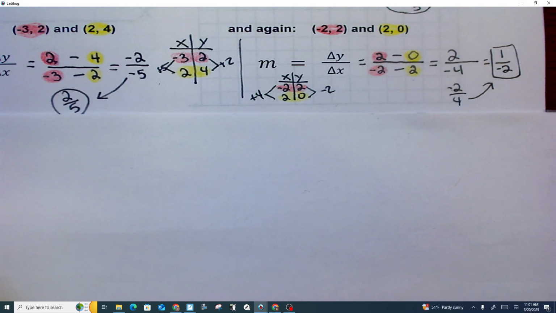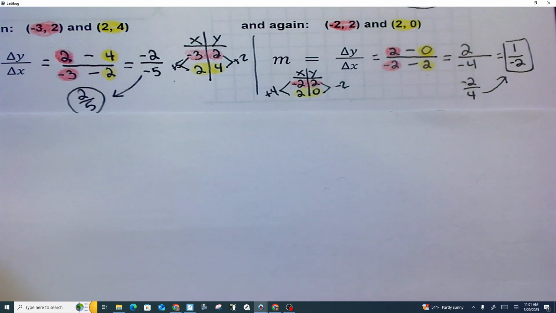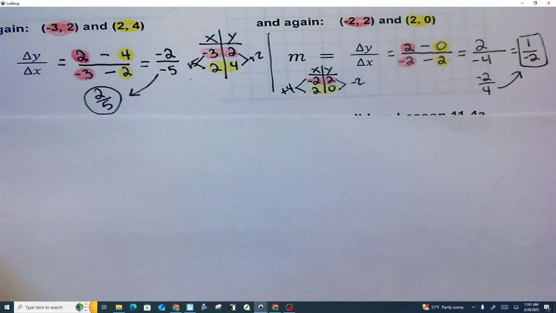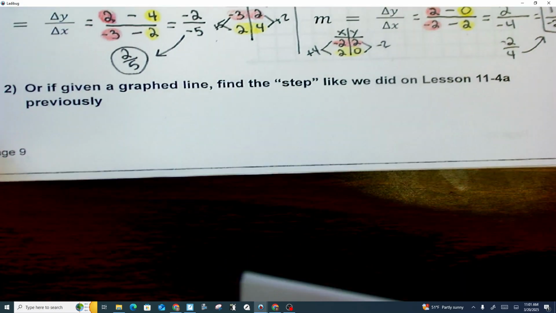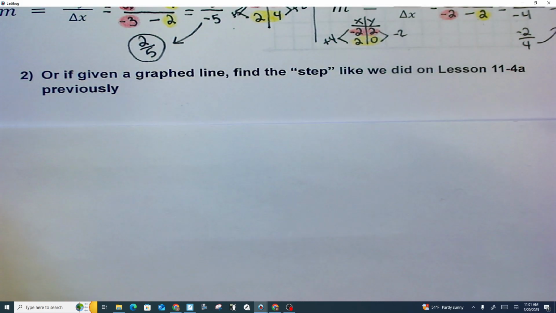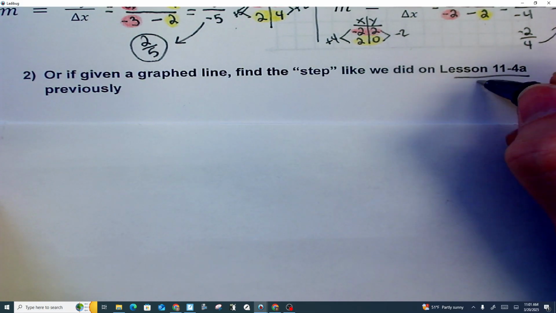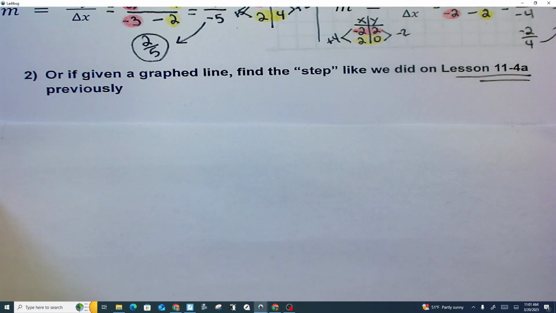So that's how we can find the slope if they gave us ordered pairs, and there's two ways that we can do that. And then if they do give you a graphed line, go back to lesson 4A, and you'll be able to see how we can find the slope from a graphed line.